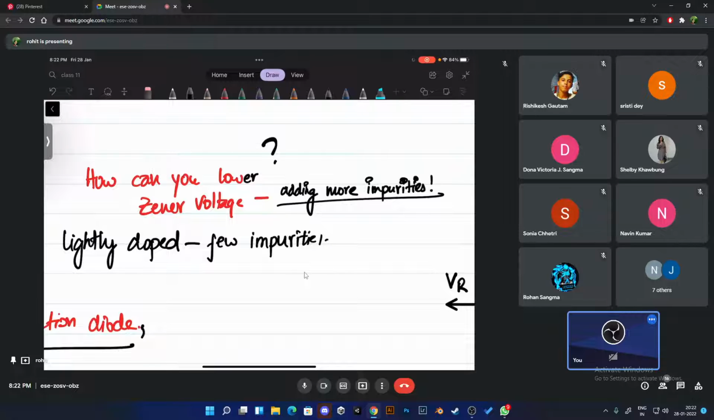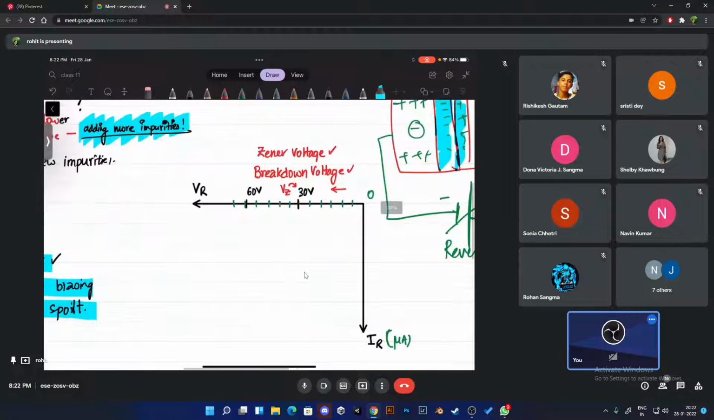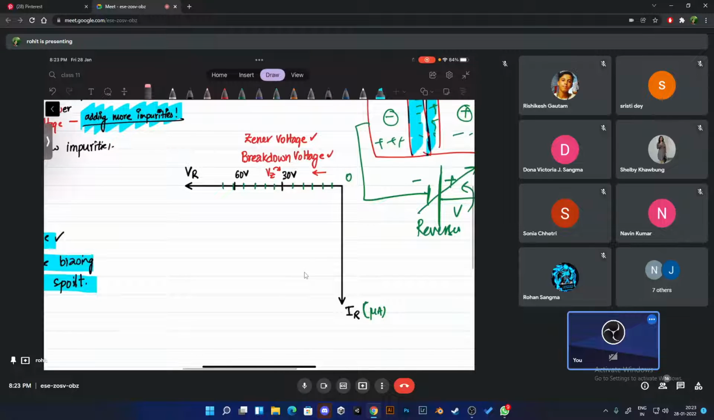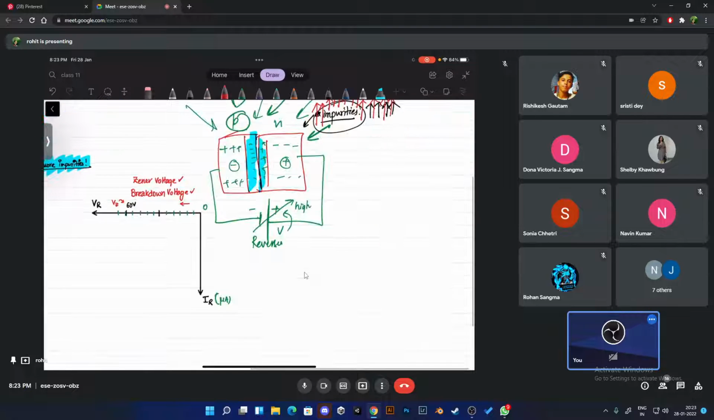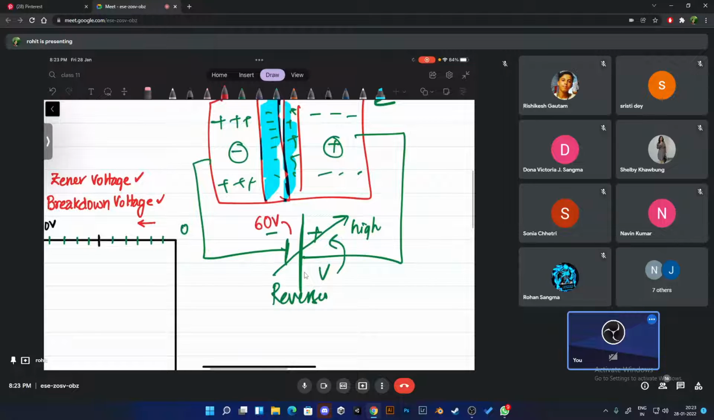So how can you lower zener voltage? You can lower voltage by what, guys? Adding more impurities. If you want the breakdown to take place at 60 volts, you add less impurities. So let's say right now zener voltage is 60 volts. That means if I apply till how many volts? Let's say 59 volts.